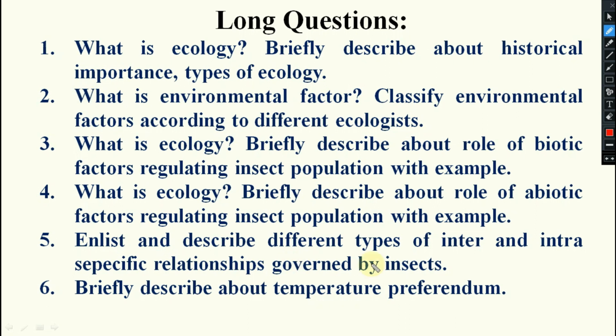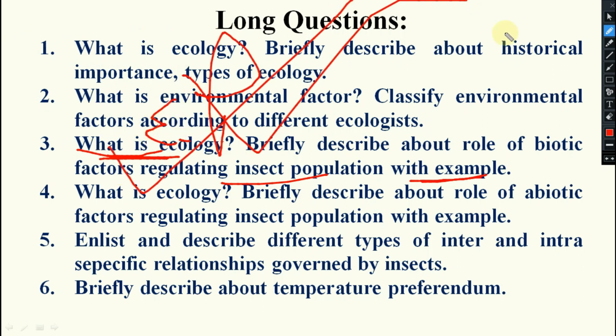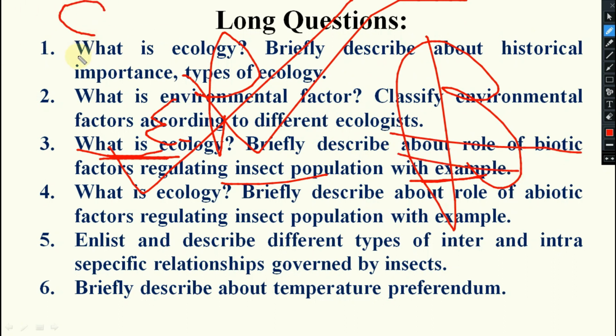Next you see: what is ecology? Briefly describe the role of biotic factors regulating insect population with examples also. Again the same thing, you need to define ecology, try to put Haeckel's definition, very gist one, very powerful one, covering everything. Briefly describe the role of biotic factors. In biotic factors which things will come? Competition will come, then natural enemies will come, then food will come.